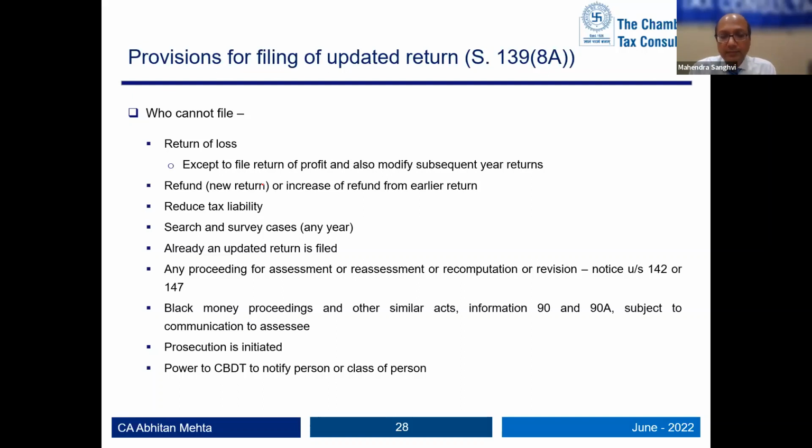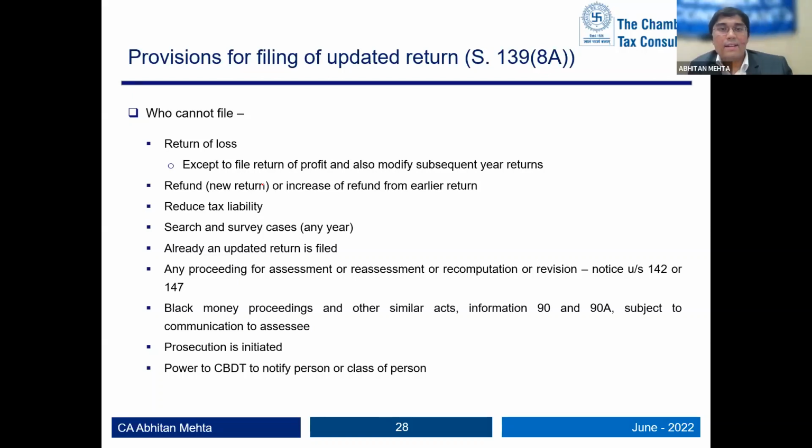So who cannot file? If you have a return of loss, unless you make it a return of profit by updating, or that is a return of loss for that year, but you file for subsequent years and it becomes a return of profit in a particular year, then you can file. Otherwise, you cannot update the return of loss. You cannot ask relief basically in an updated return. It cannot be a refund return or something to reduce your tax liability. And if a search or survey is done on you, you cannot file an updated return for any year.